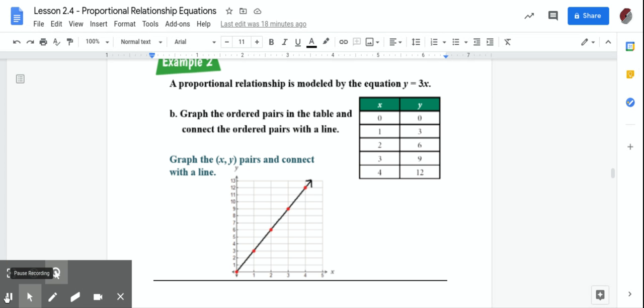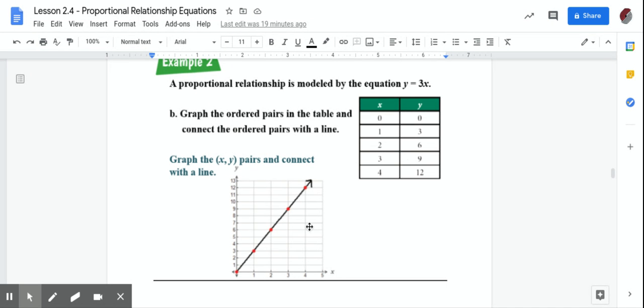A proportional relationship is modeled by the equation y equals 3x. So we have our table created from the previous part of the problem, and it wants us to graph the ordered pairs in the table and connect the ordered pairs with a line. So we can graph the x, y pairs and connect the line. We can see that this has already been completed for us here. We have (0, 0), or the origin.